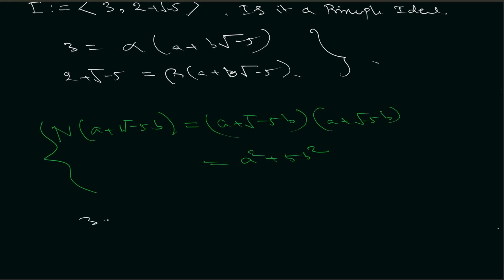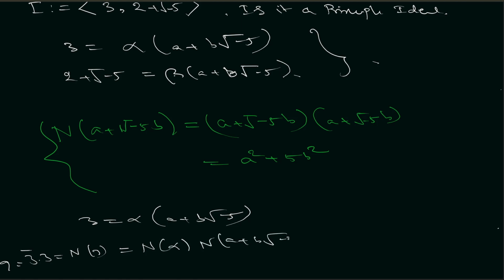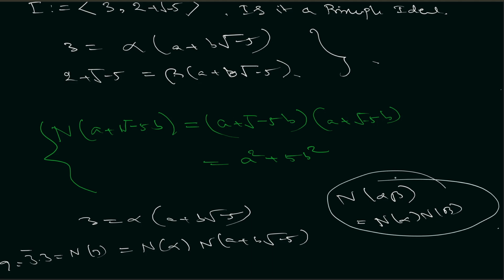So 3 is actually alpha times a plus b square root of minus 5, right? So what will the norm of 3 be? Norm of 3 will be 3 into 3 conjugate, that means 9. And norm is a multiplicative function. Norm of alpha times (a plus b square root of minus 5) is norm of alpha times norm of a plus b square root of minus 5. Norm is a multiplicative function, right? You have to check this by the definition of norm.